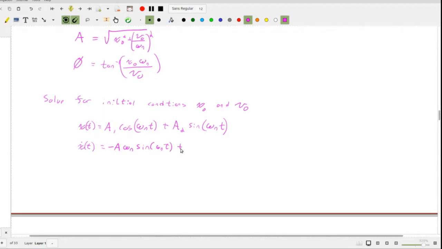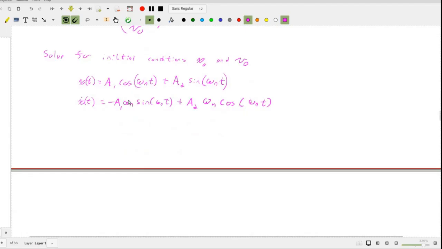And then what's the derivative of sine? Cosine. So cosine, and what else do we have to change? Not the t, the omega n. Yeah. So a2 omega n cosine of omega n t. That's 1. That make sense?